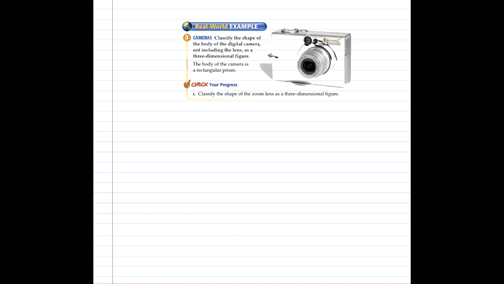Classify the shape of the body of the digital camera, not including the lens, as a three-dimensional figure. In this case, it would be a rectangular prism. It has front, back, top, bottom, left, right. Now the shape of the zoom lens as a three-dimensional figure. It has 2 circular bases and 1 side which has no edges or vertices. It would therefore be classified as a cylinder.